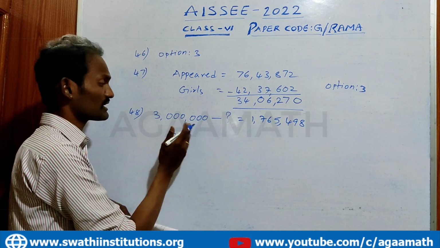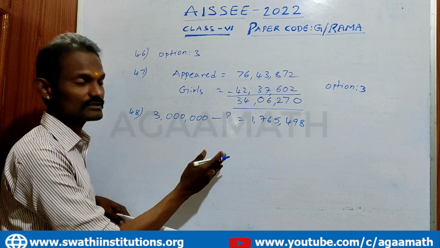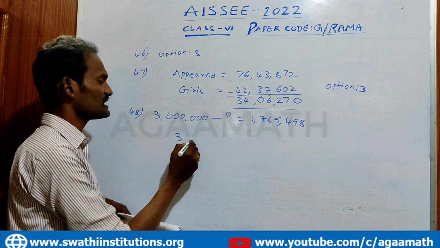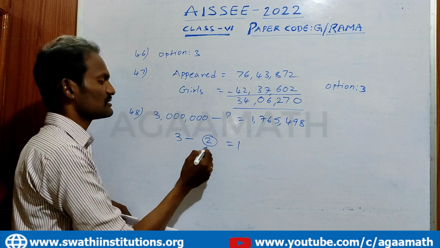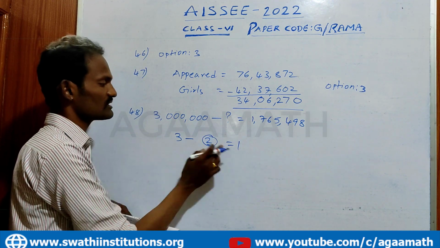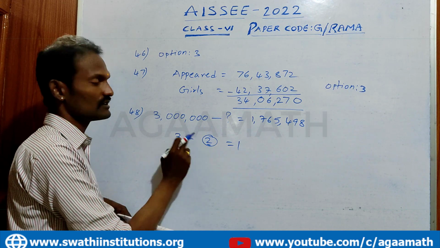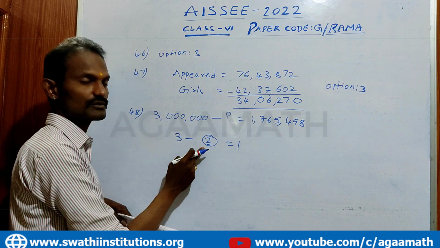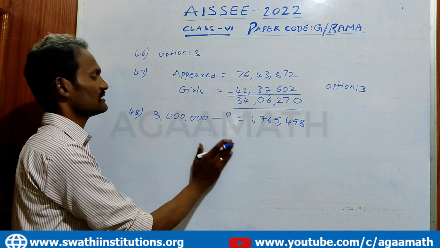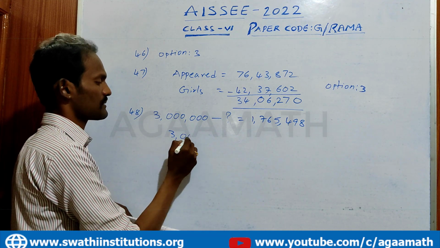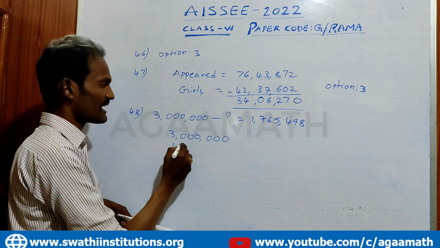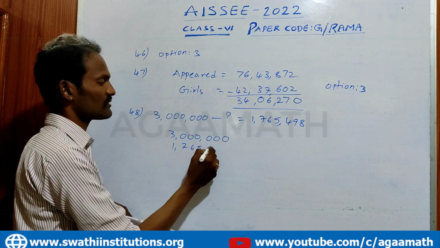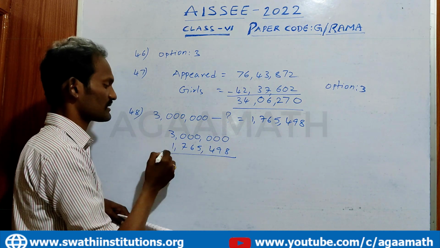I told you, when you look at bigger numbers then you get confused. So you take a smaller number: from 3, what should be subtracted to get 1? That means 3 minus 2. Look at these numbers and what you have to do. 3 minus 1, 2. Similarly, here also 3 million minus 1,765,498, and just subtract it.